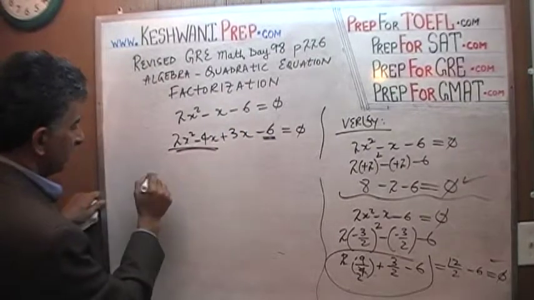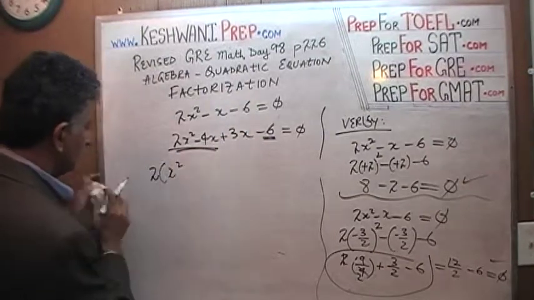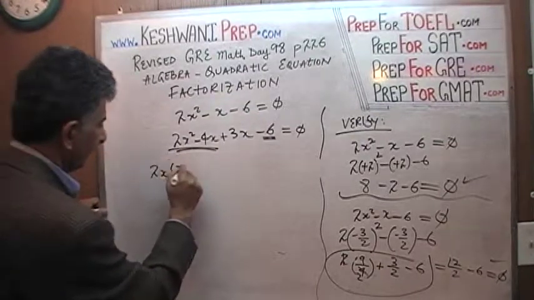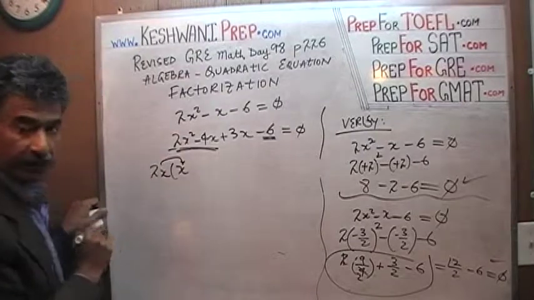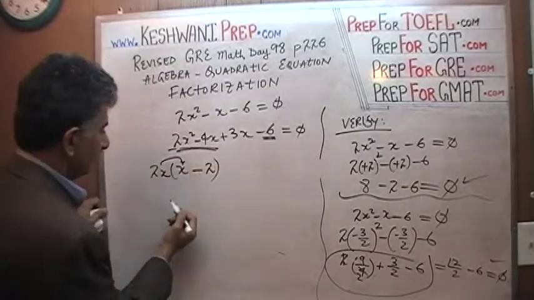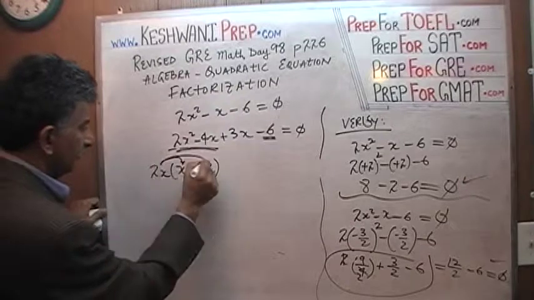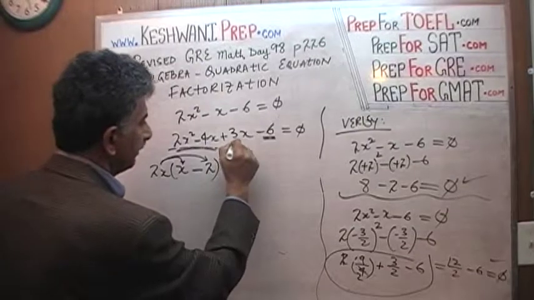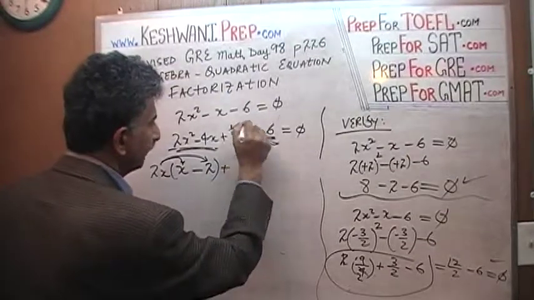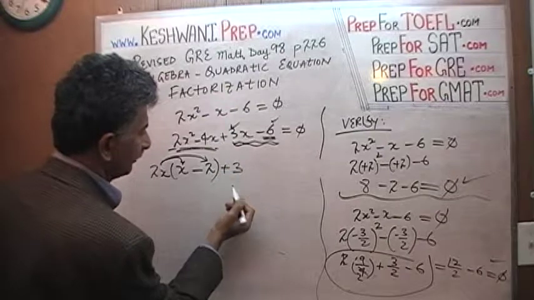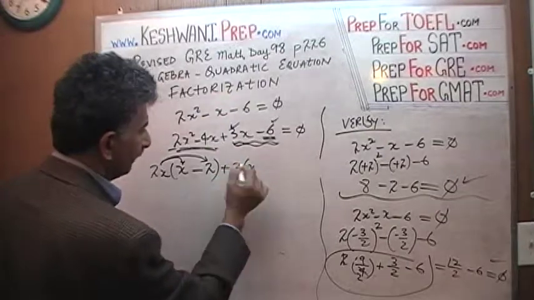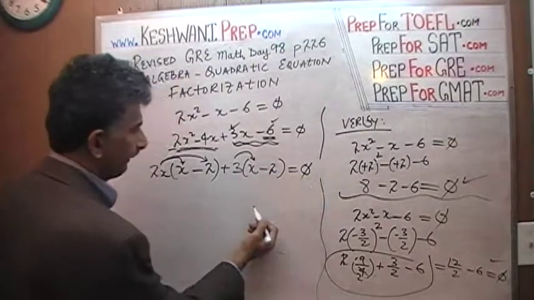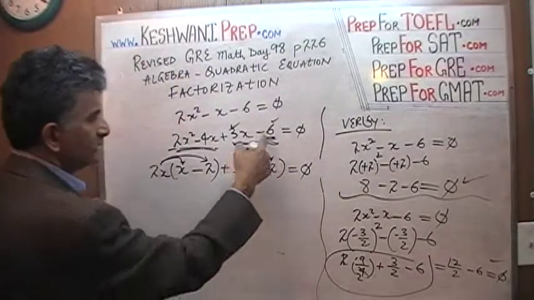So if you look at these two, the common factor is 2x, not just 2, but 2x. And from here we're left with only x, because 2x times x is 2x squared, and times negative 2, because 2x times negative 2 gives us negative 4x. And between these two, we have a common factor of 3. We have a negative 6 and a 3. Let's take out 3 common. We're left with x here, because 3 times x is 3x, and we're left with negative 2, because 3 times negative 2 gives us the negative 6.